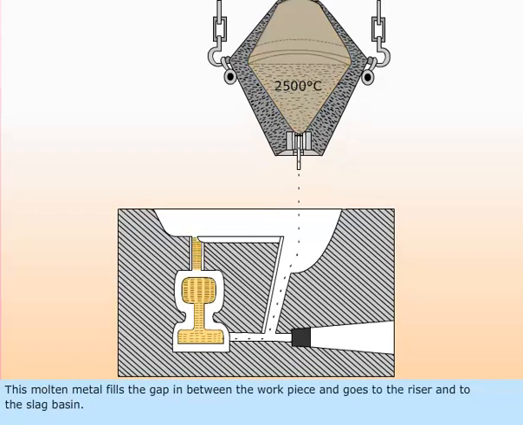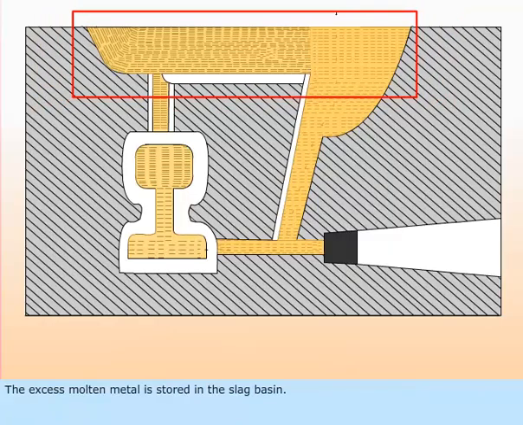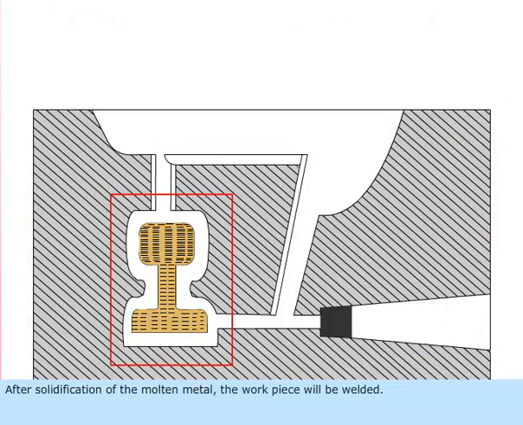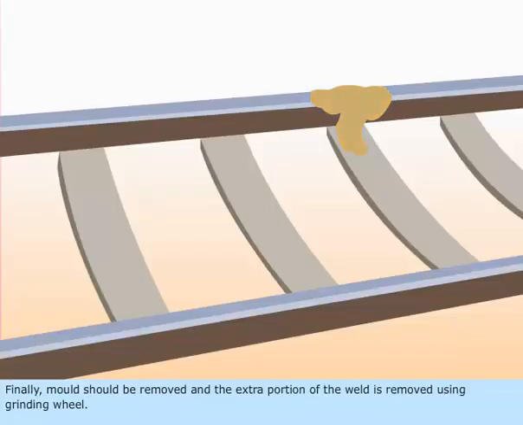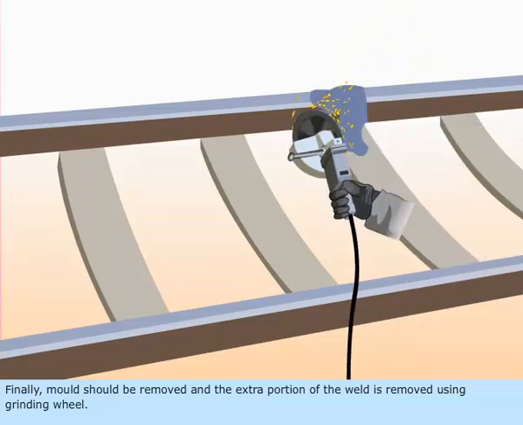This molten metal fills the gap in between the workpiece and goes to the riser and the slag basin. The excess molten metal is stored in the slag basin. After solidification of the molten metal, the workpiece will be welded. Finally, mold should be removed, and the extra portion of the weld is removed using grinding wheel.